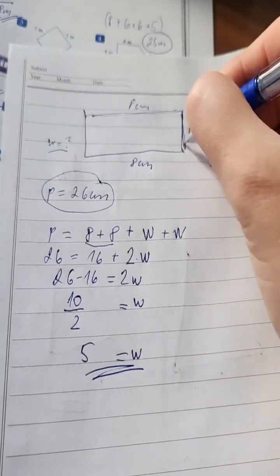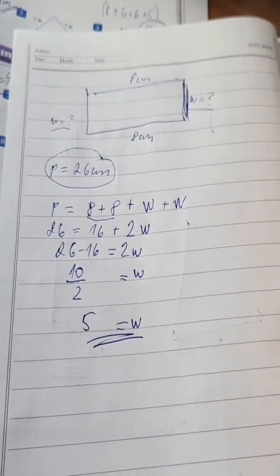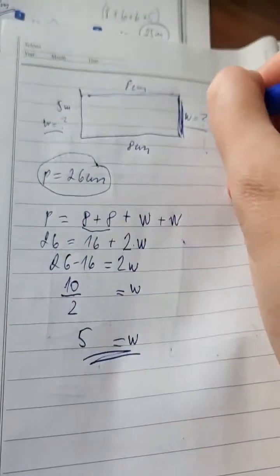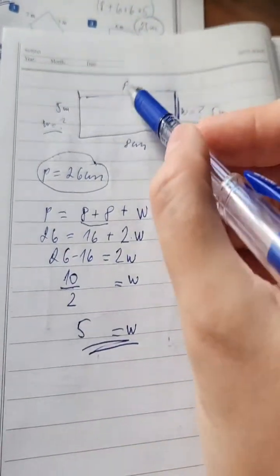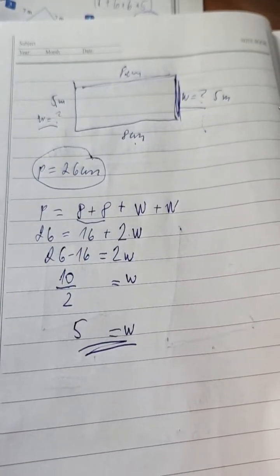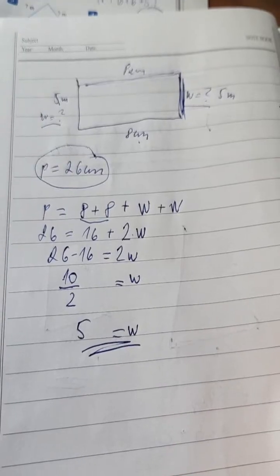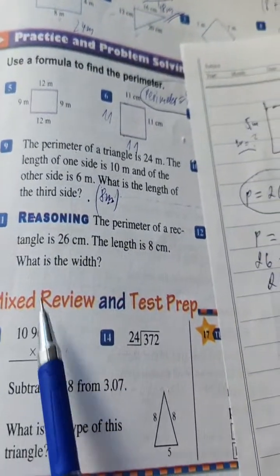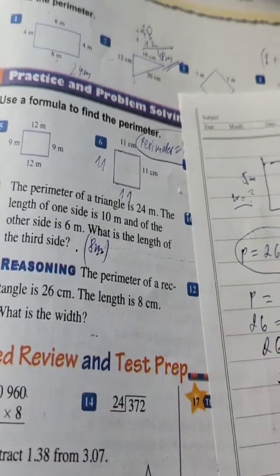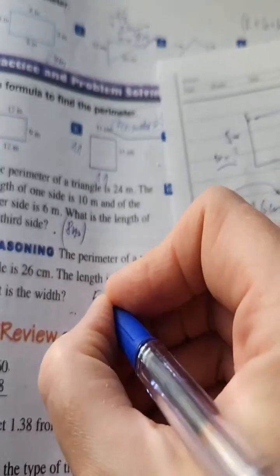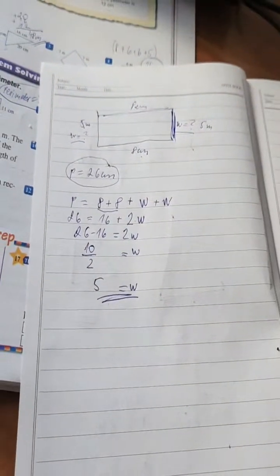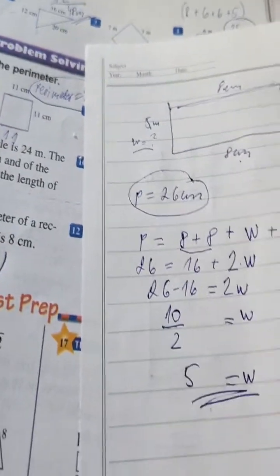Okay, so it means this side will be 5 and 5 meters. So let's check: 8 plus 8 is 16, plus 5 plus 5 is 26. Okay, so what is the width? Your answer will be 5 meters. 5 meters. Okay, and I've solved it in this way. Good.